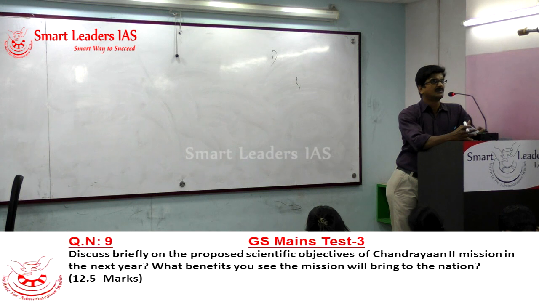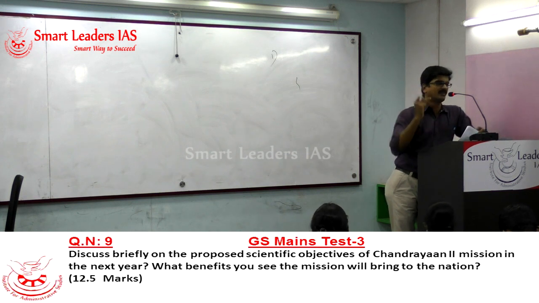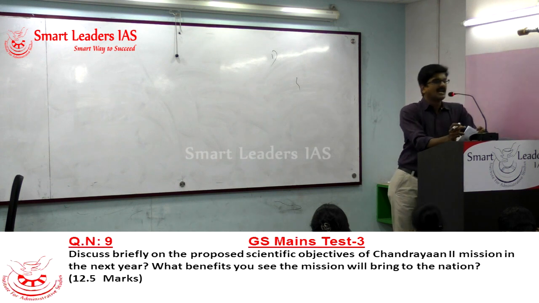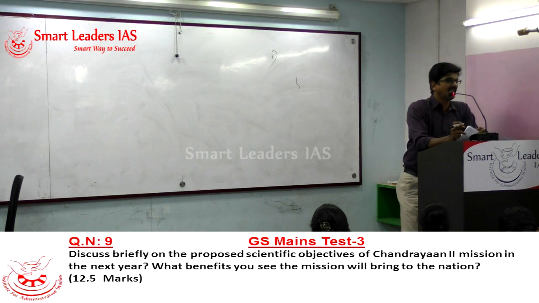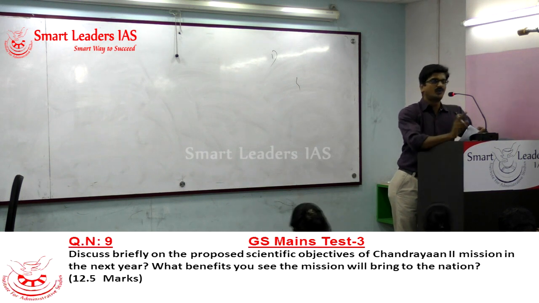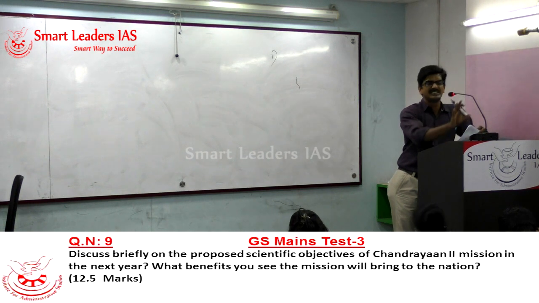An orbiter at an altitude of 100 kilometers in the lunar orbit, the lander module that will execute the soft landing, and a rover module for controlled movement on the lunar surface. This is about the mission.